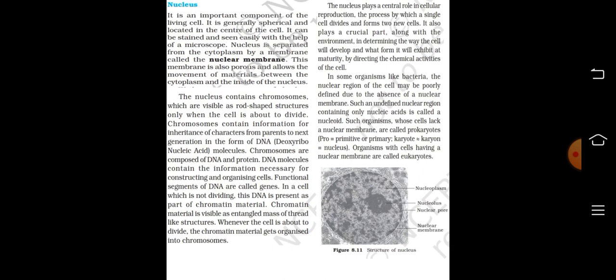In some organisms, like bacteria, the nuclear region of the cell may be poorly defined due to the absence of a nuclear membrane. Such an undefined nuclear region containing only nucleic acids is called a nucleoid. Such organisms whose cells lack a nuclear membrane are called prokaryotes. Organisms with cells having a nuclear membrane are called eukaryotes.